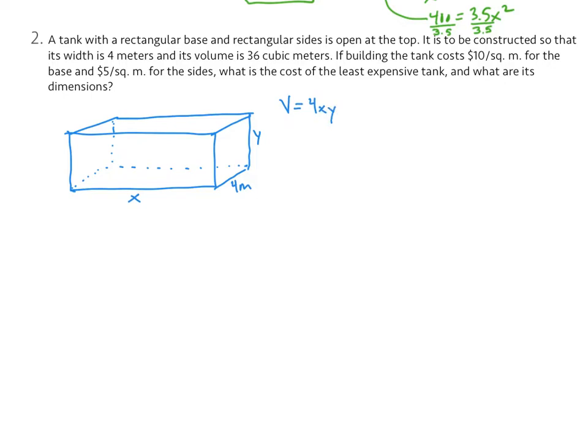This looks like a 3-variable equation, except we are given the volume. It's 36 cubic meters, so I can replace V with 36. 36 equals 4xy. That's equation number 1.